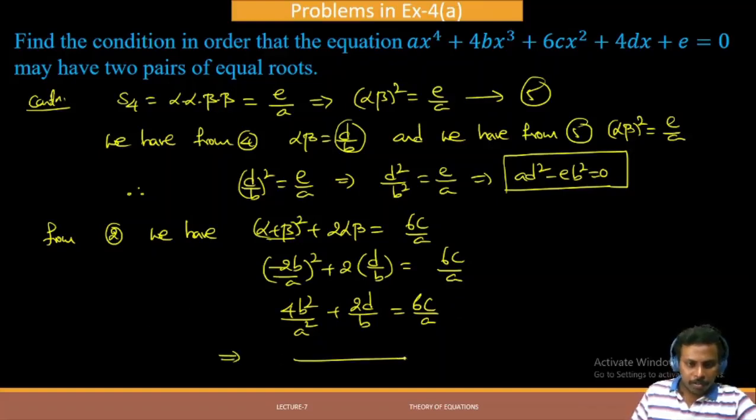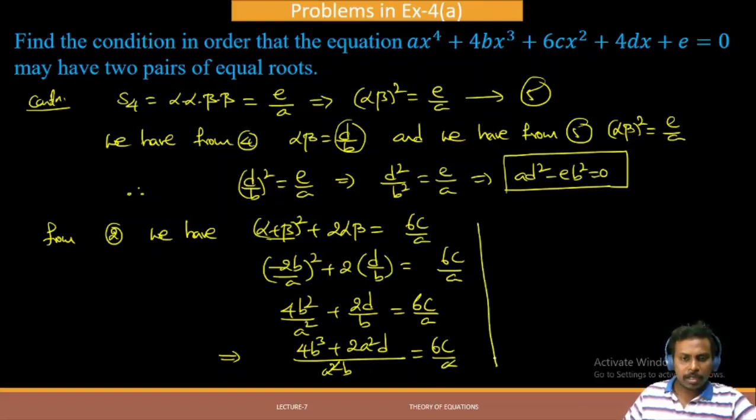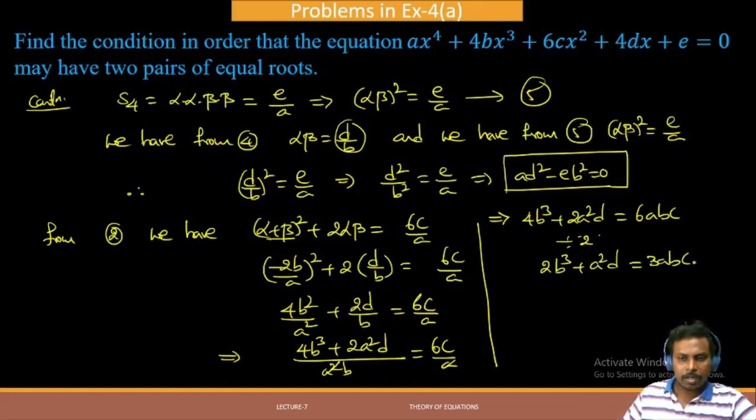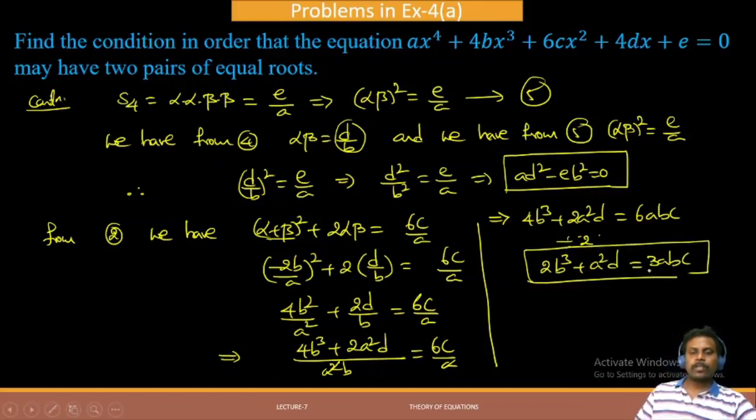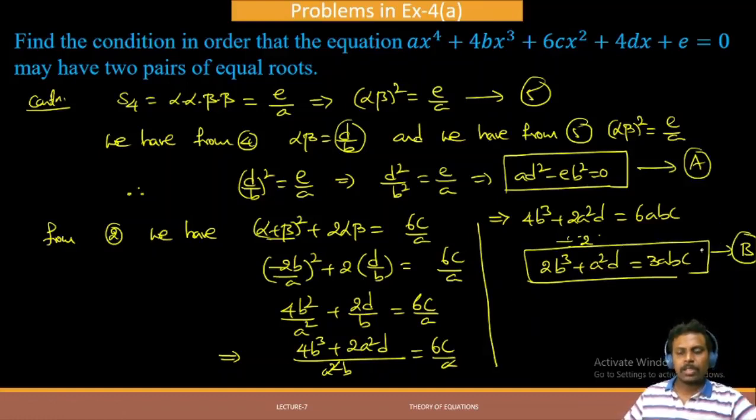So this is equal to, if I take my LCM as A square into B, this is 4 into B cube plus 2 into A square into D, that is equal to 6c divided by A. So this A gets cancelled. I will continue the problem here. This implies 4b cube plus 2a square d is equal to 6abc. Now throughout divided by 2, we get 2b cube plus a square d is equal to 3abc. This is one more condition. Okay, so these are the possible two conditions. This is condition A and this is condition B. These are the two conditions.